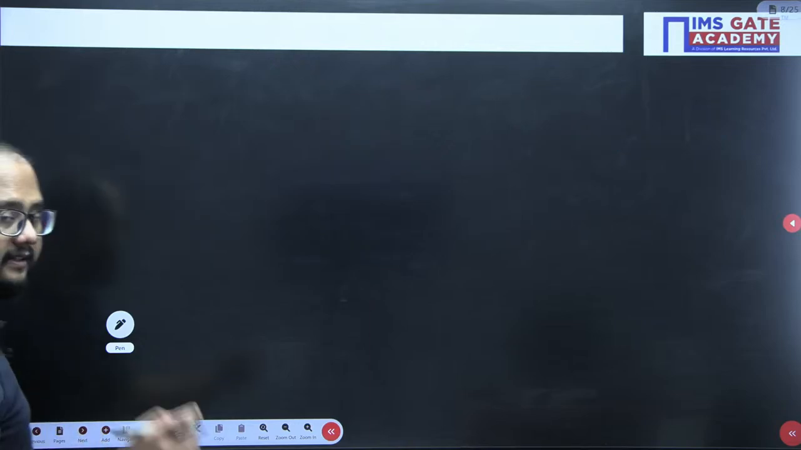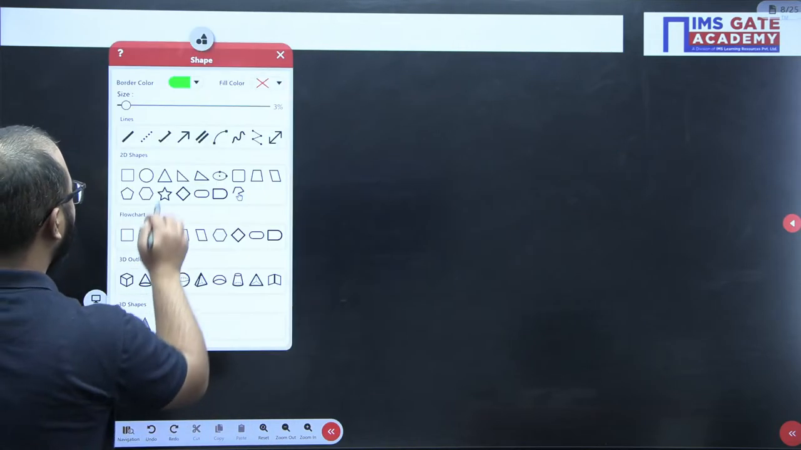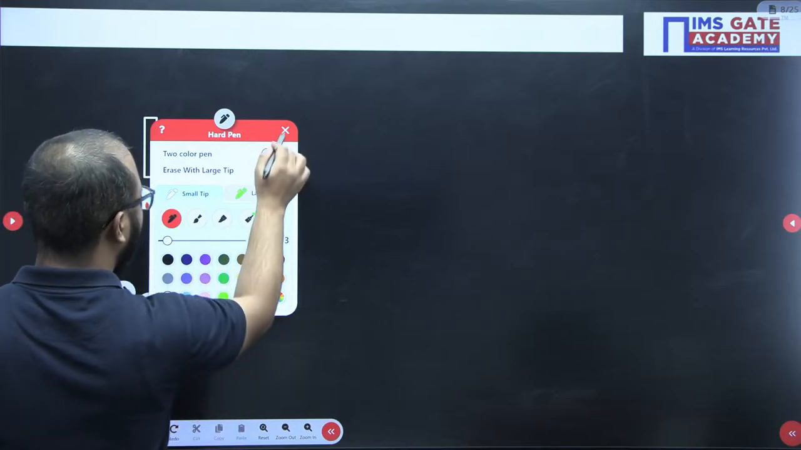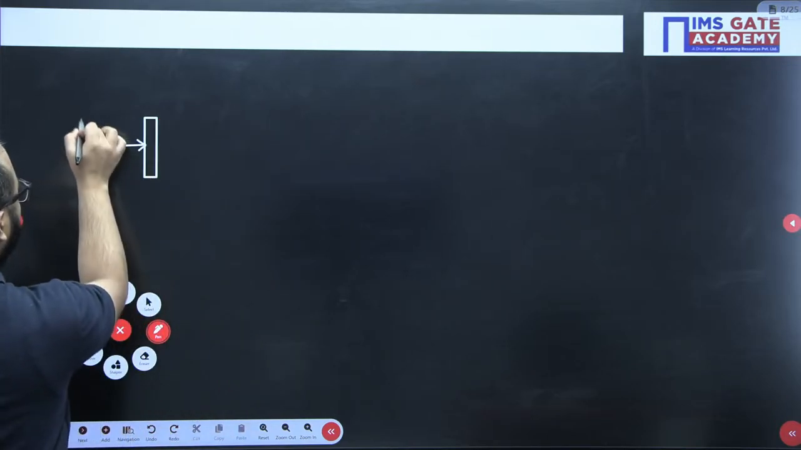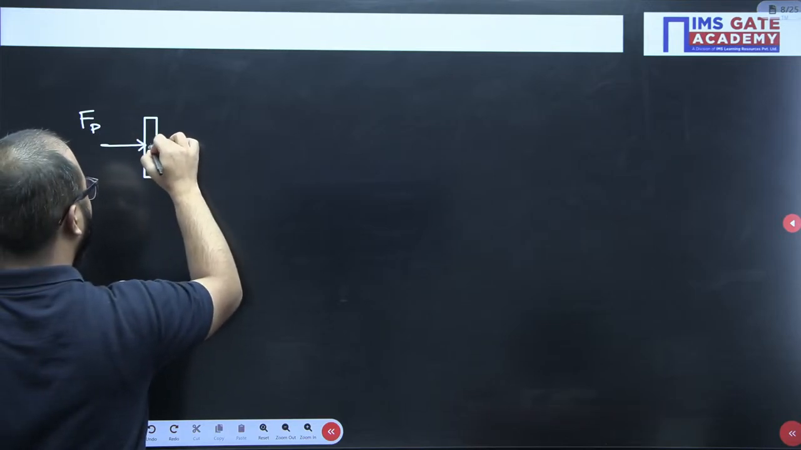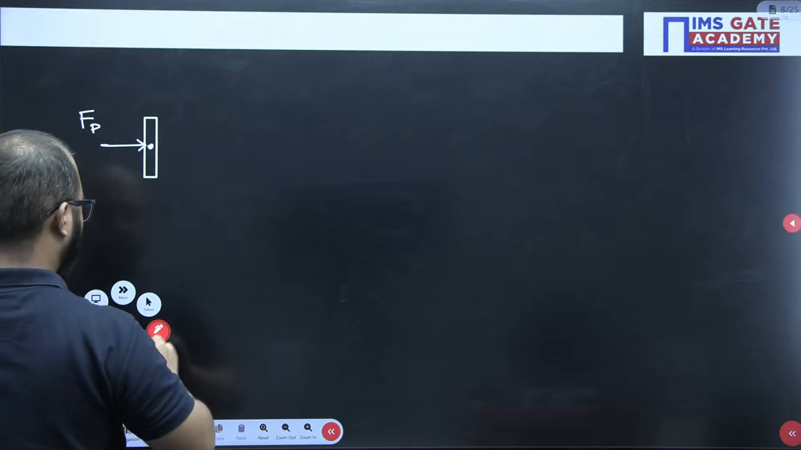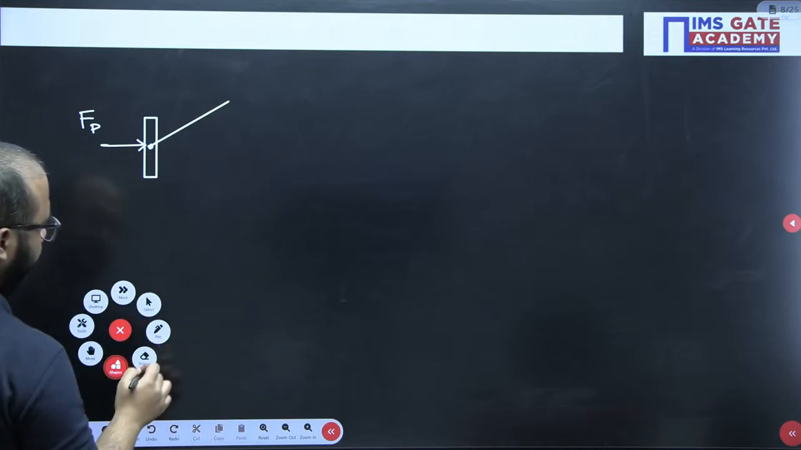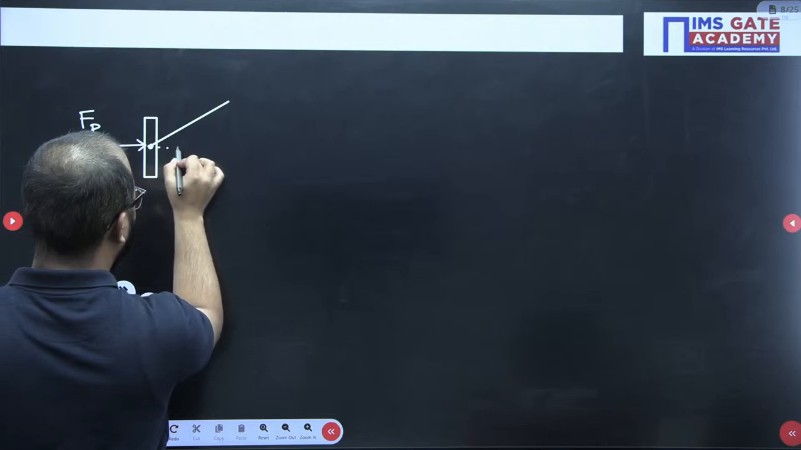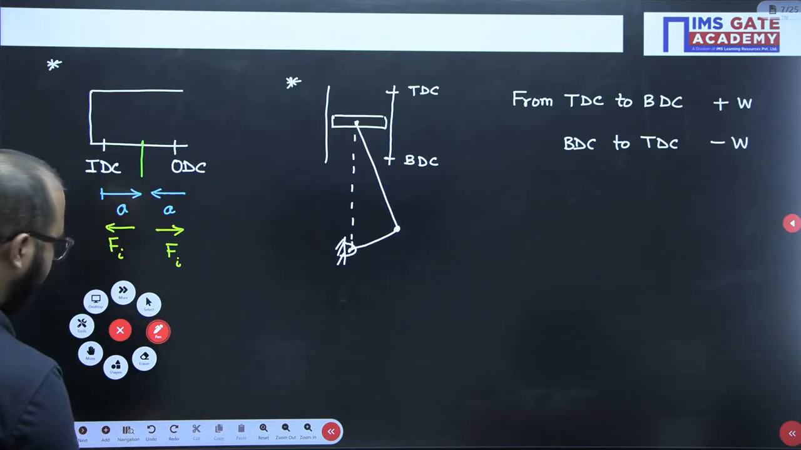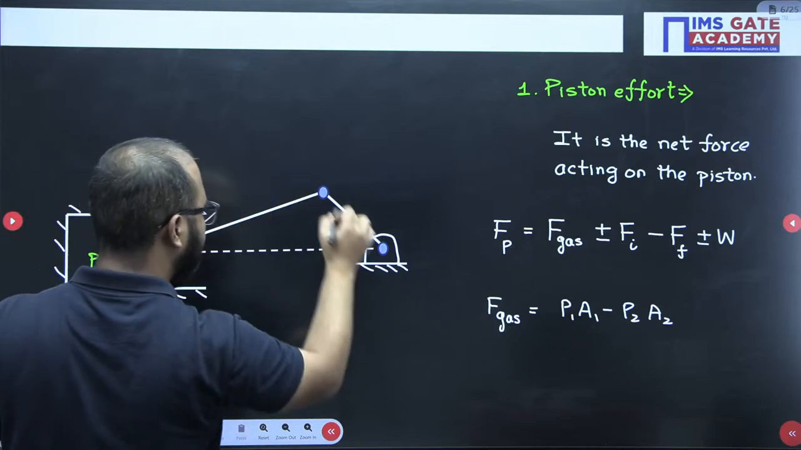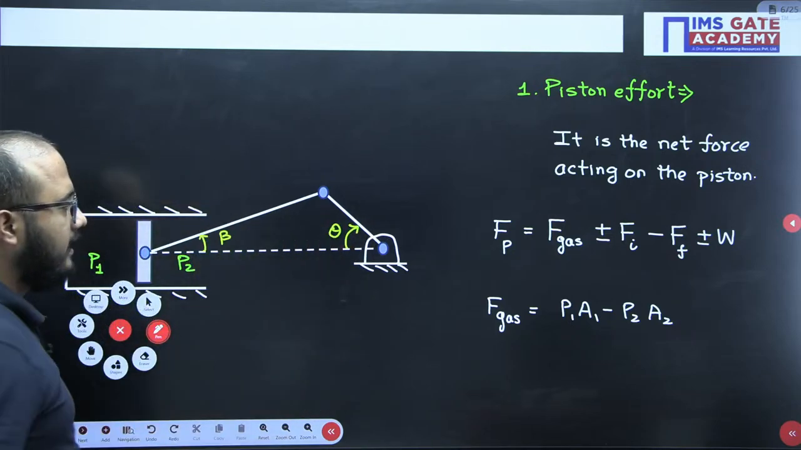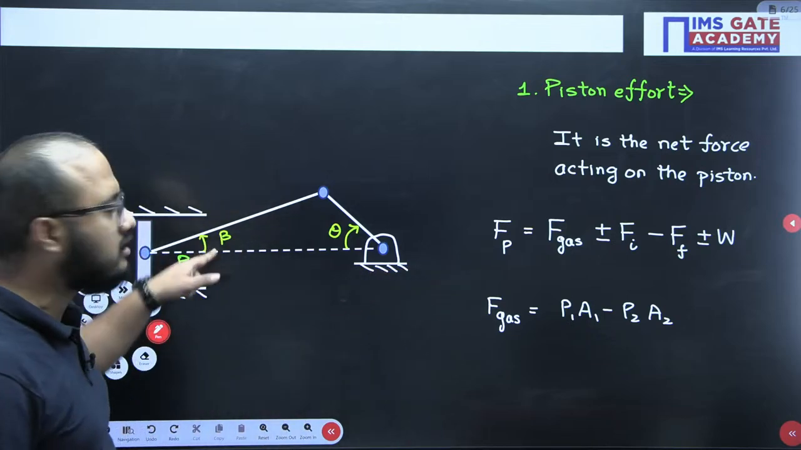Now, coming to the next part, that is the connecting rod. For that, first of all, I will draw some basic diagram here. Now, see. This is FP, the piston effort. This is the connecting rod we are having. Here we need to consider one angle. We have not mentioned angles. This angle is theta. Theta is the crank rotation angle, and beta is the rotation of the connecting rod.